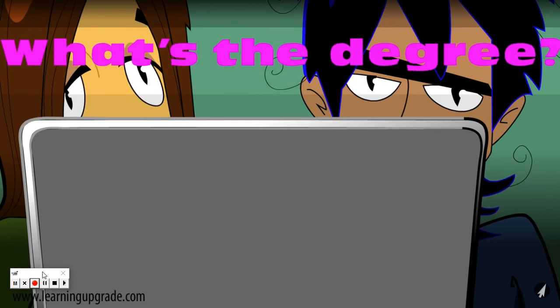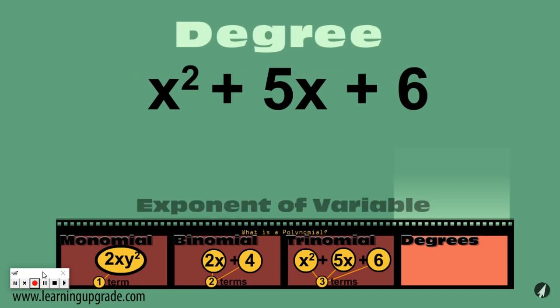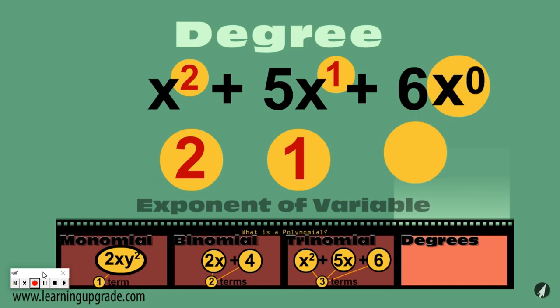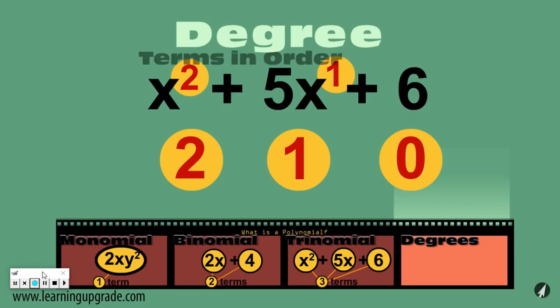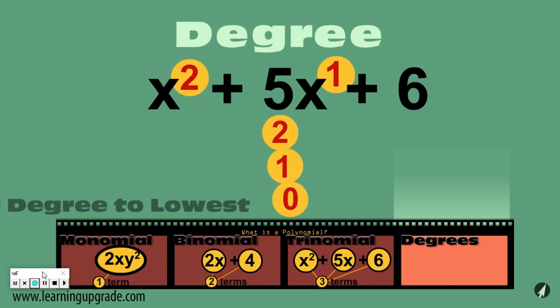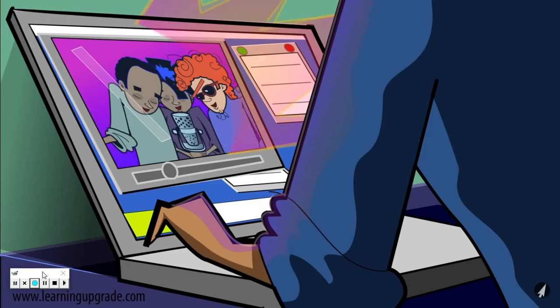What's the degree of a term? The degree of a term is the exponent of the variable. X squared degree 2, 5x degree 1, 6 degree 0. What's the order? Put the terms in order from the highest degree to the lowest. X squared degree 2 first, 5x degree 1, 6 degree 0 is last. That's a polynomial.